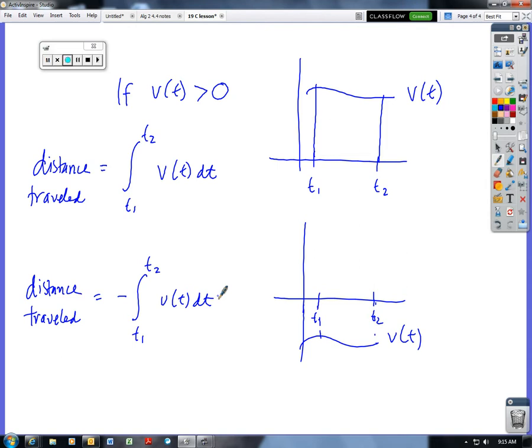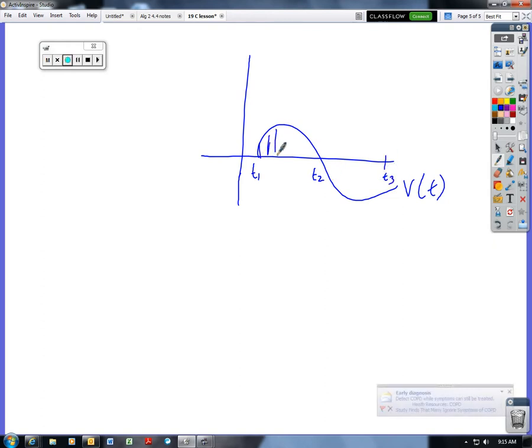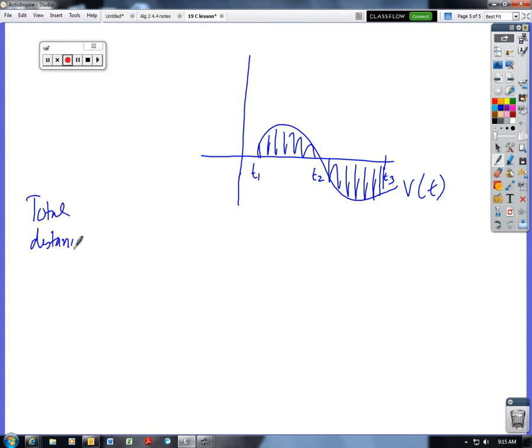And if you have both, part of it above and part of it below, you have to break it into 2 integrals. So say it's like this, v of t, with t1, t2, t3. If you wanted to find the total distance, it would be the integral from t1 to t2 of v of t dt minus the integral from t2 to t3 of v of t dt. Since this second one's going to be negative, you have to negate it to get a positive distance.